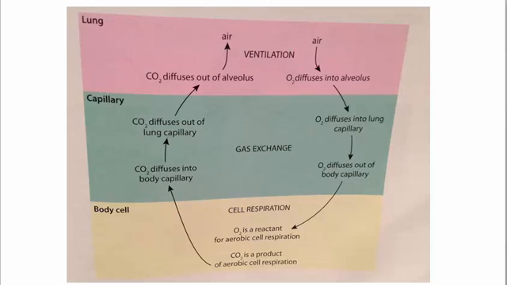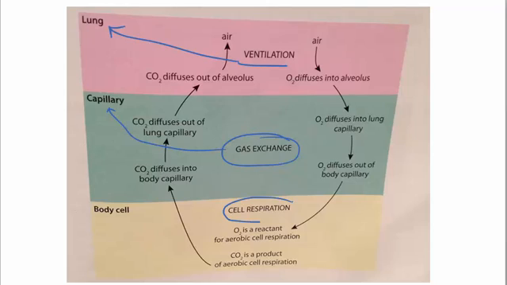Ventilation happens in the lungs. That's oxygen going in and carbon dioxide going out. Gas exchange is happening in the capillaries, the exchange of oxygen and carbon dioxide between the alveoli and the bloodstream. And then cell respiration is happening inside your body cells. Oxygen is going into cell respiration, and carbon dioxide is coming out in order to produce the energy that your body needs to perform its different functions.